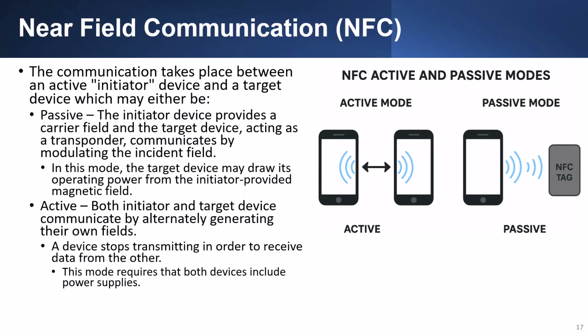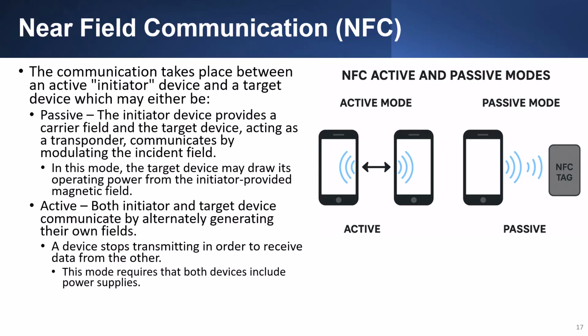The communication takes place between an active initiator device and a target device, which may be either in passive mode, where the initiator device provides a carrier field, and the target device, acting as the transponder, communicates by modulating the incident field. In this mode, the target device may draw its operating power from the initiator's provided magnetic field.